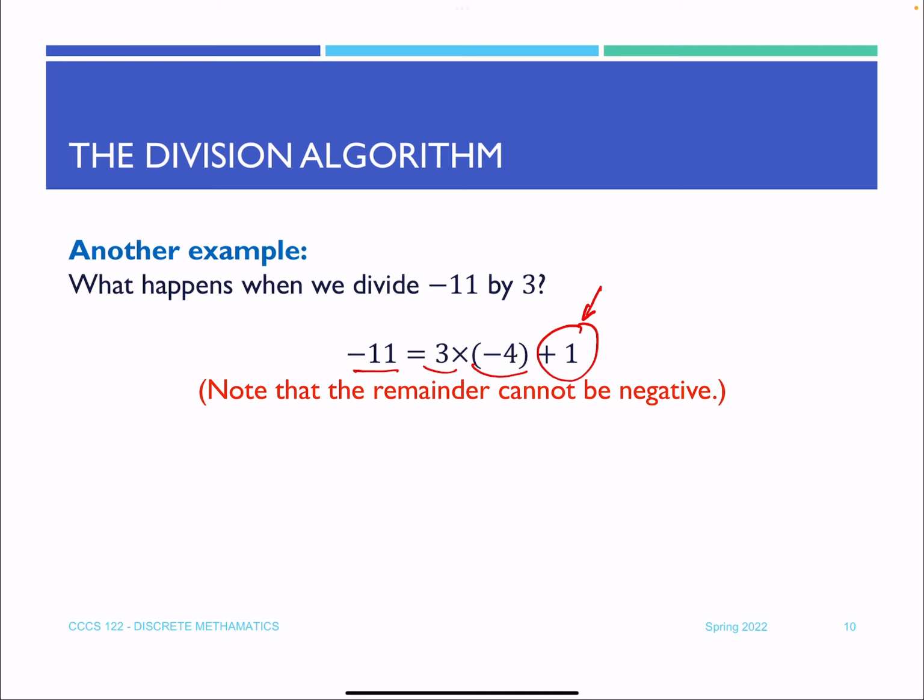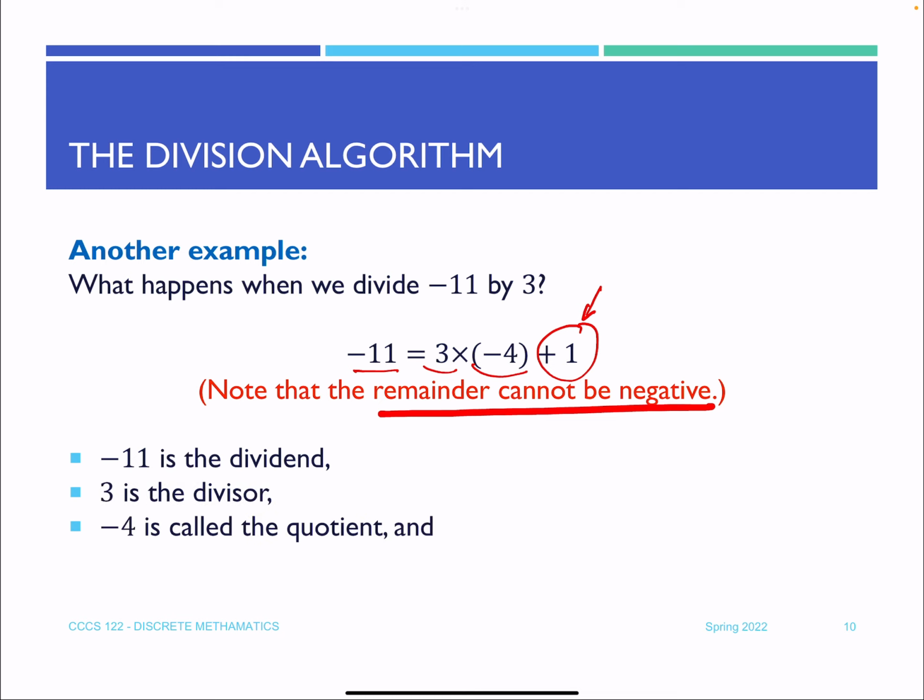The remainder cannot be negative. That's the key thing to remember over here when performing integer division of negative integers. So minus 11 here is the dividend, 3 the divisor, minus 4 the quotient, and 1 the remainder.